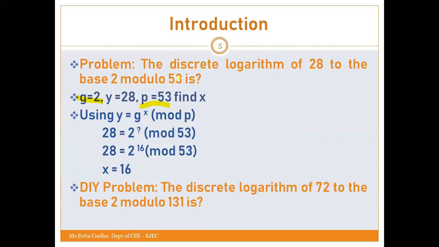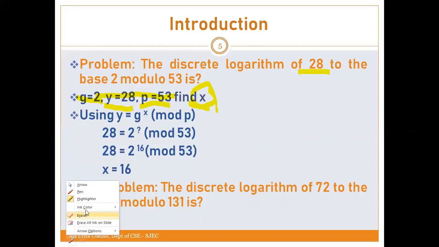They've asked you to find the discrete logarithm, so you have to find x, given the value of the only unknown, that is y. So y is 28, g is 2, p is 53. All this I have gotten from the problem statement. Now I have to find the value of x. So let me use the first formula, the formula of modular exponentiation, and substitute all the known values defined in the problem statement. All I have to do is find the value of x.